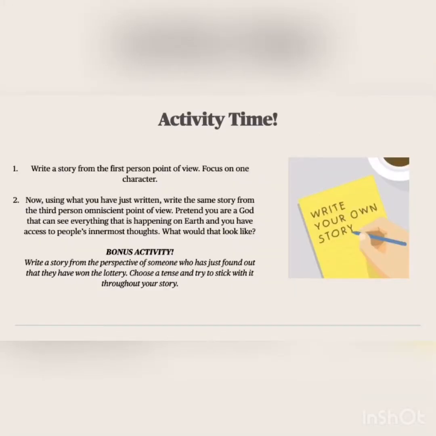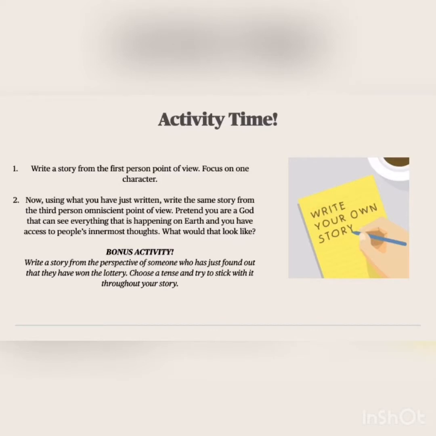So, activity time. I want you to write a story from the first person point of view, focus on one character, make them your protagonist and go from there. Then, using what you've just written in first person, write the same story from the third person omniscient point of view. Pretend that you're a god that can see everything that's happening on Earth or the planet where your story takes place, and that you have access to people's innermost thoughts. What would that look like for your characters?